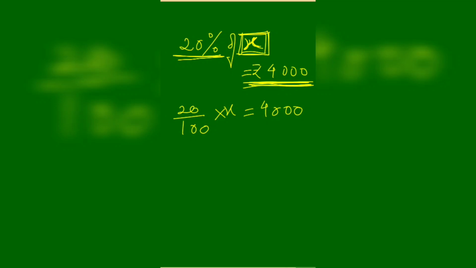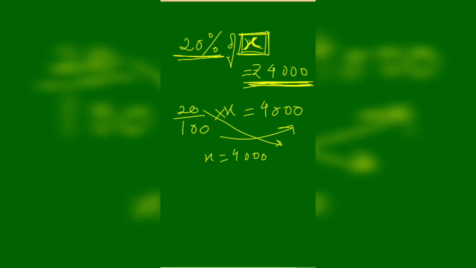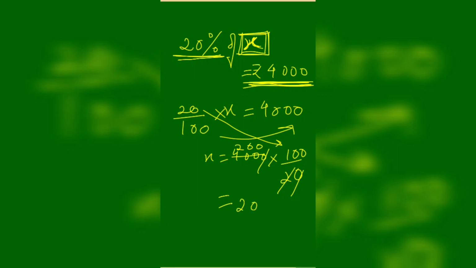Now cross multiply, x is equal to 4,000. Where will 100 go? 100 will go on top and 20 will come down. So it will be 100 on top and 20 down. Now you cancel the zeros, then 2 goes 200 times. Then 2 into 4,000 gives 20,000. So we got 20,000. That means 20% of rupees 20,000, you get how much? 4,000. This is how you have to solve it.